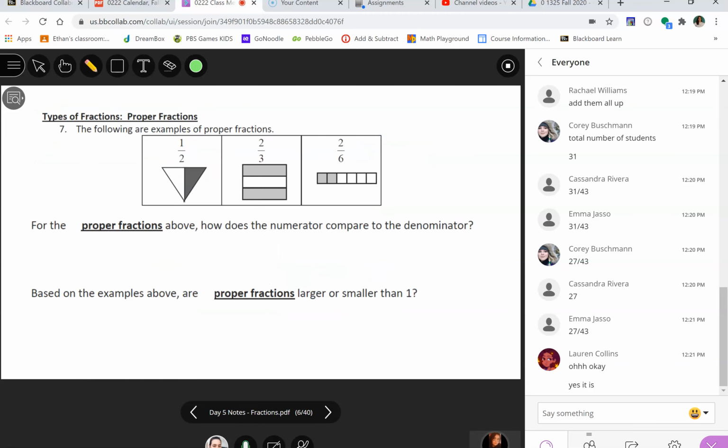The fractions we've been doing so far are called proper fractions. So these are all examples of proper fractions.